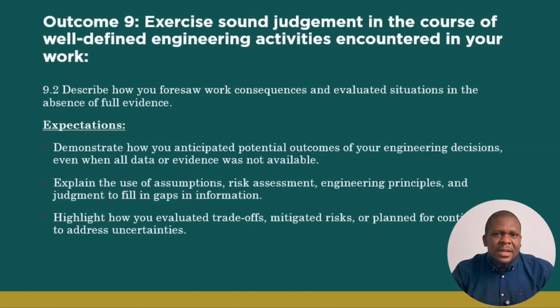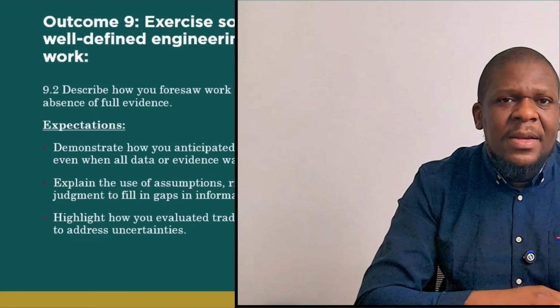Now, let's look at 9.2. 9.2 says, describe how you foresaw work consequences and evaluated situations in the absence of full evidence. So you are faced with a situation where you have to demonstrate sound judgment and you don't have the full picture. You don't have the full information. How would you be able to make that sound judgment? What is expected of you here?